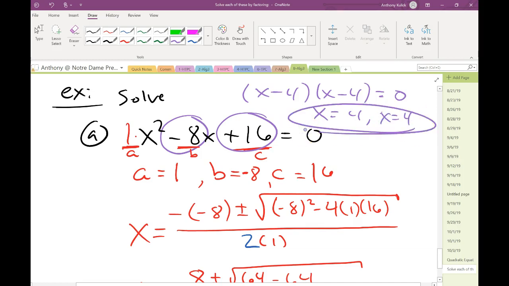Which one was faster? The factoring was potentially much faster if you're good at it, right? So that's the advantage still. That's why we start with the factoring, is because if you're good at it, it's much, much faster. Now the catch is, it's not always going to work. Let's see an example of that.